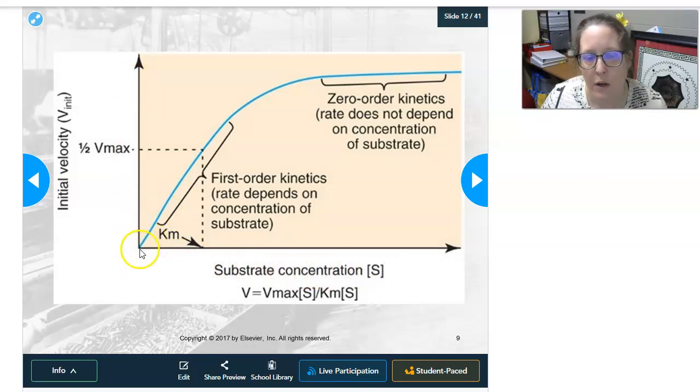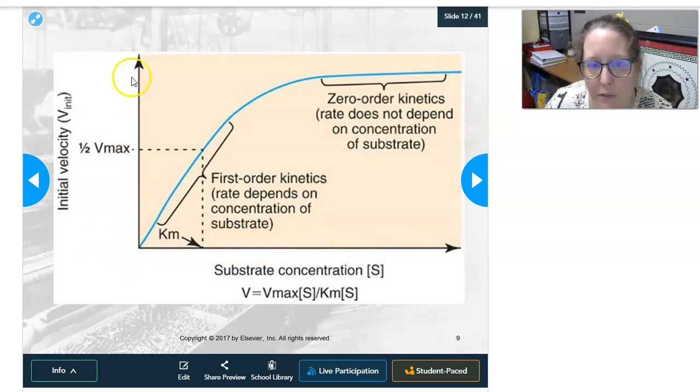Okay, so again, with substrate concentration S, V equals Vmax times the substrate divided by Km plus the substrate. In this relationship, you have first order kinetics and then zero order kinetics. In first order kinetics, the rate of production of the product, of how fast the enzyme works, is dependent on the concentration of the substrate, meaning the more substrate you have, the faster the reaction happens.